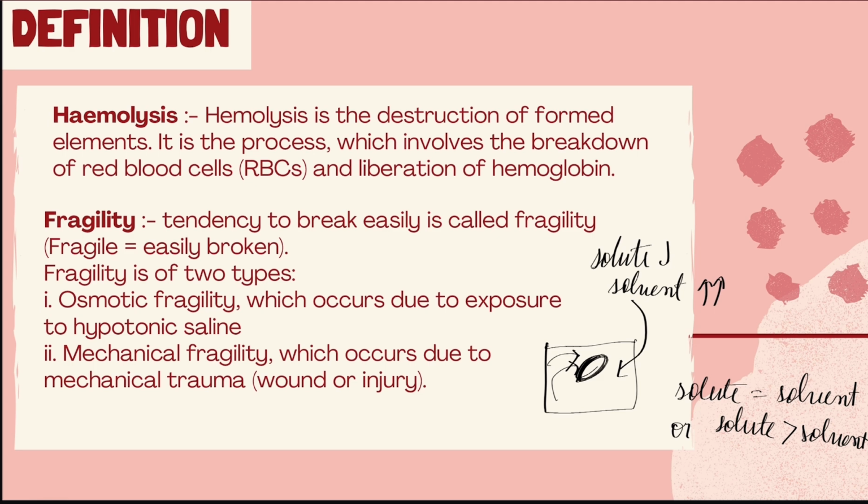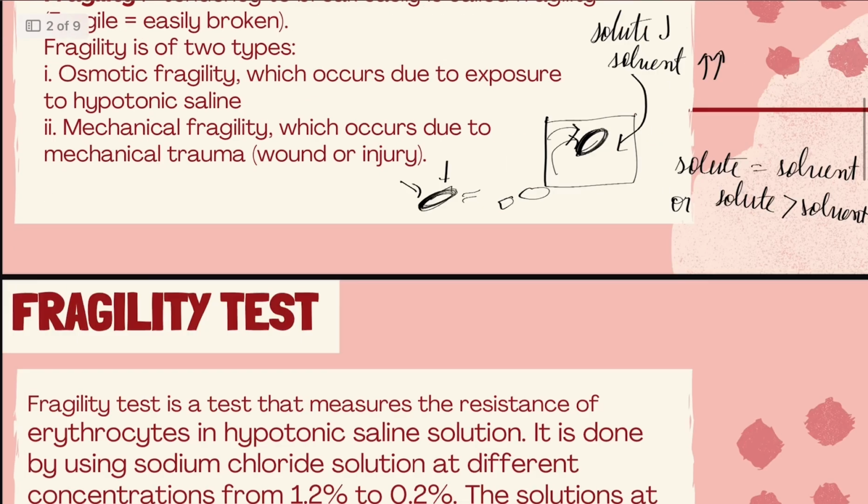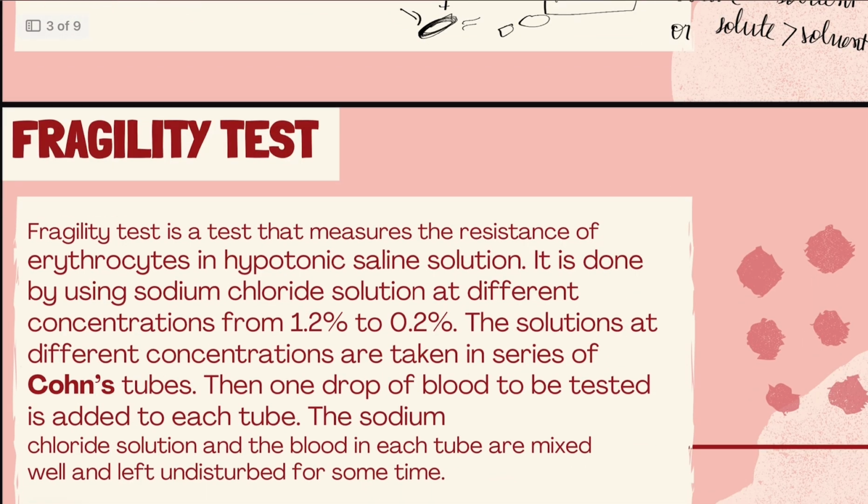So this is known as the osmotic fragility, and mechanical fragility is very simple. If this is an RBC, whenever it is exposed to any kind of stress, and by stress I mean any kind of trauma or injury, then it gets split up into small pieces, or it breaks down, or hemolysis occurs.